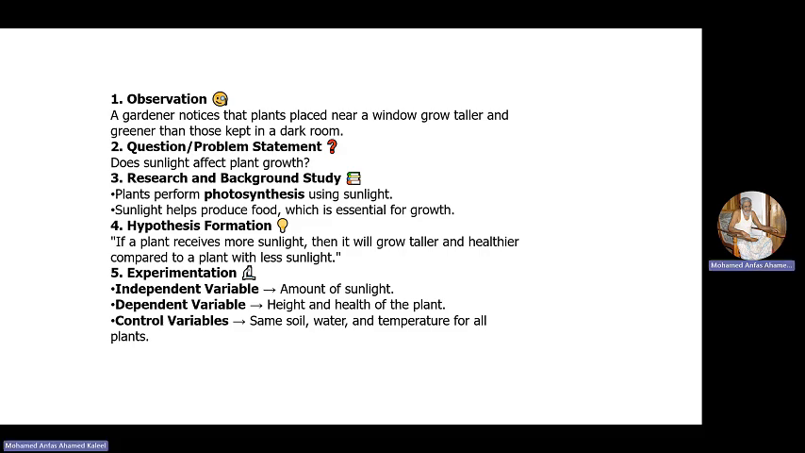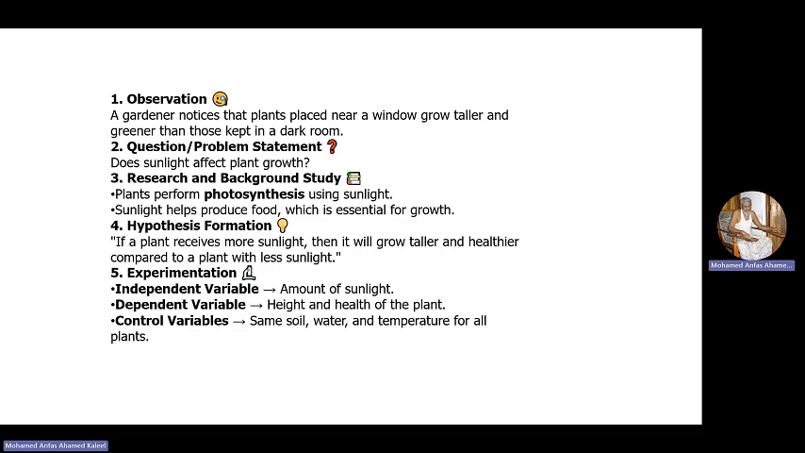The independent variable is the amount of sunlight. That is not dependent; it is the independent variable. The dependent variable is the height and health of the plant. What are the control variables? The same soil, water and temperature for all plants.